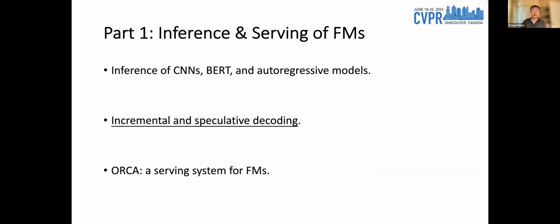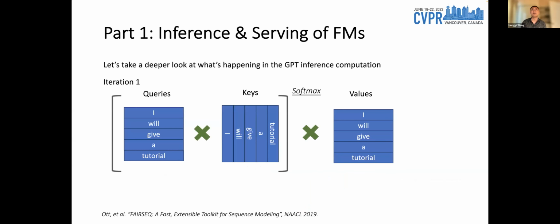So let me tell you two quite popular and easy tricks to implement in practice, which seem to be quite powerful. The first optimization is called incremental decoding. So what does that mean? Let's still use the same example here, right? I will give a tutorial.